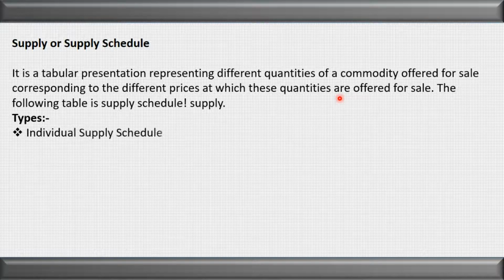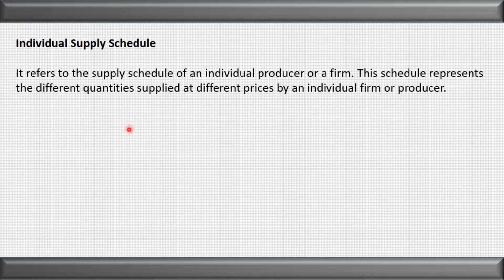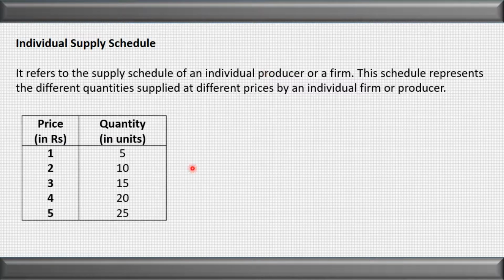It is of two types, as I told you. Supply schedule can be an individual supply schedule and it can be a market supply schedule. Let us see what is individual supply schedule. It is a tabular presentation showing different quantities of a commodity made available in the market at different prices by a firm. At different prices, a firm is making the goods available. So this table shows the individual supply schedule.